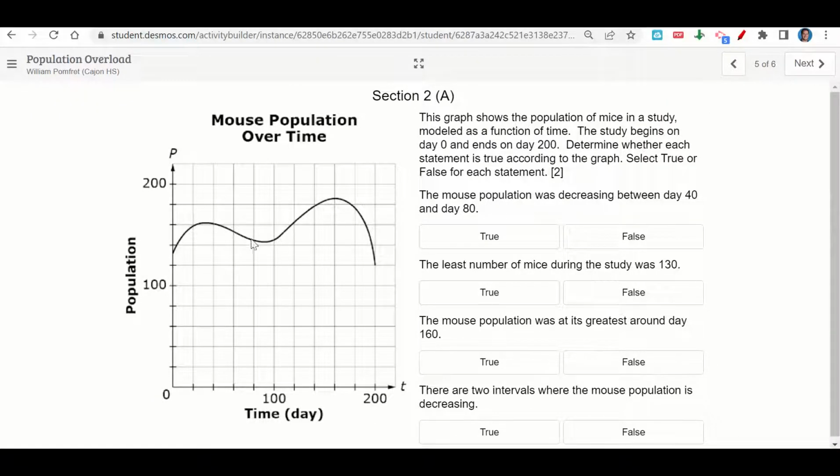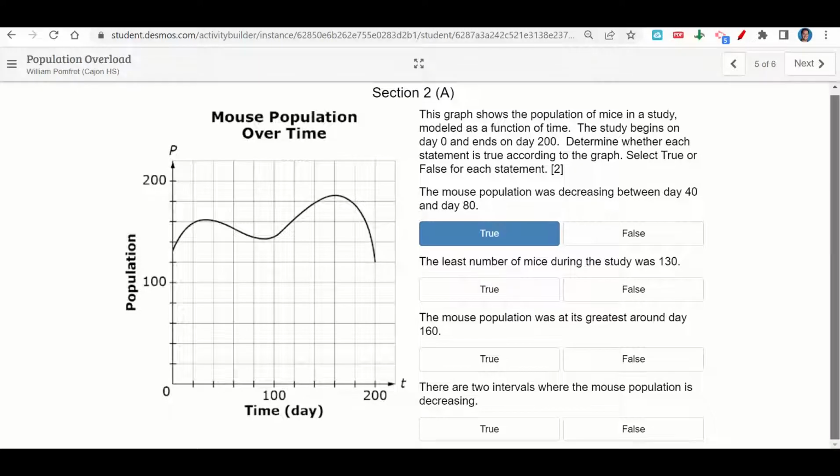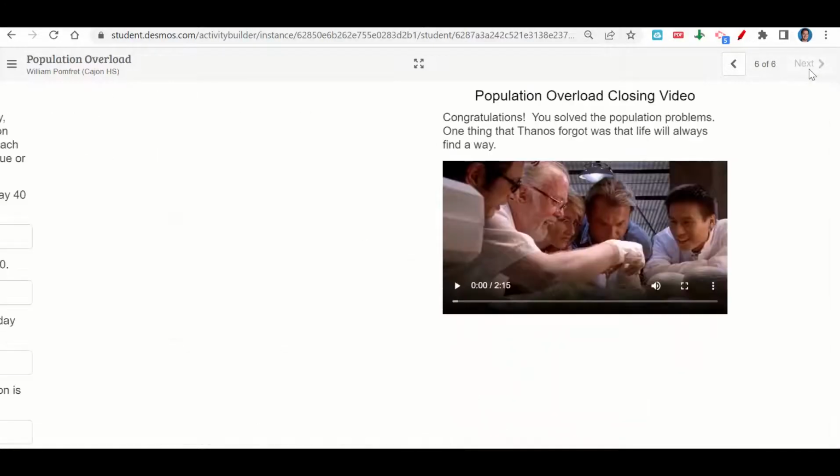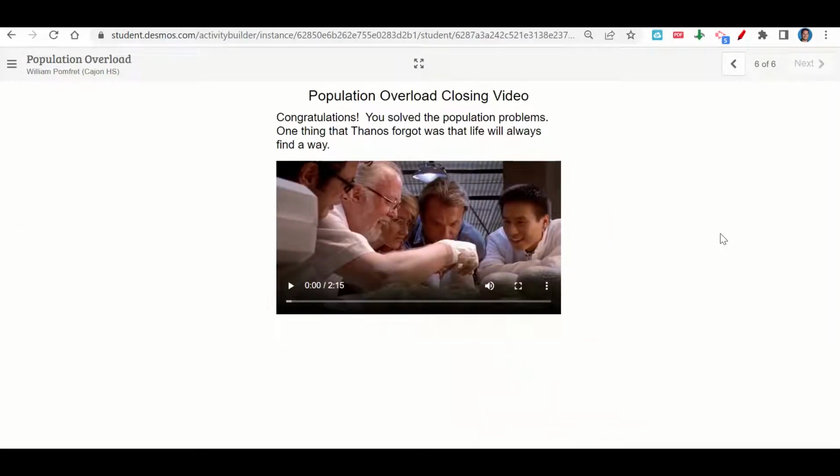We're given a graph here, and we're asked to answer these statements and decide whether they are true or false. For instance, the first one says the mouse population was decreasing between day 40 and day 80. Well, this is 20, 40, 60, 80, 100. So between 40 and 80 here is the graph going down. Well, we can see that it is going down, so that one is true. And so on. So you'll answer each of these. Then when you get to the end, there's a closing video for you to watch.